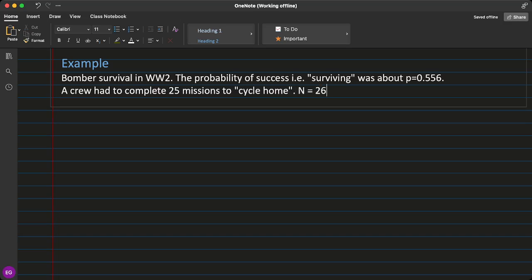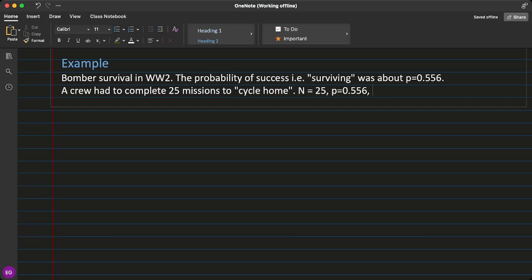The probability of success is 0.556. Each trial is independent for the most part, because it's less about the skill of the bomber crew and more about what they were encountering. So success on one mission did not guarantee success on another mission. And there are only two outcomes. You either survived or you didn't. There was success or there was a failure.